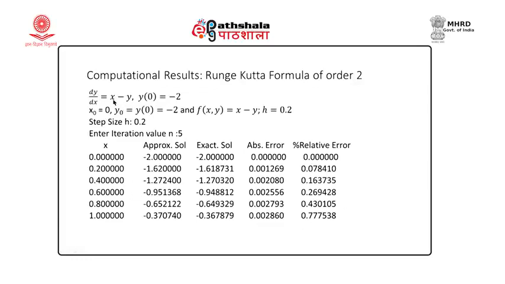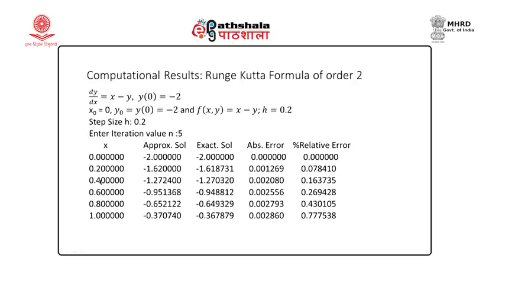If the function is x minus y, x0 is 0, of course y0 is minus 2, and the step size h is chosen as 0.2, the approximate solution is minus 1.62. Now, this is used to calculate y2 at x2. So, at x equal to 0.4, y2 comes out to be minus 1.2724.